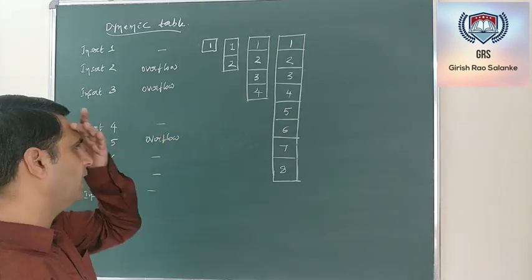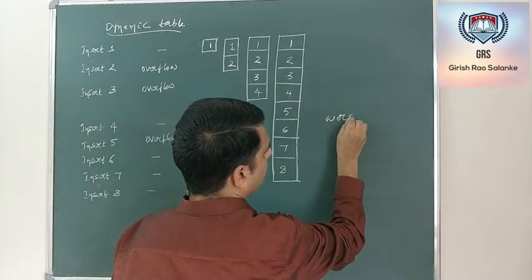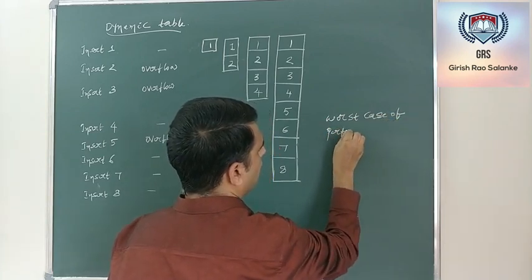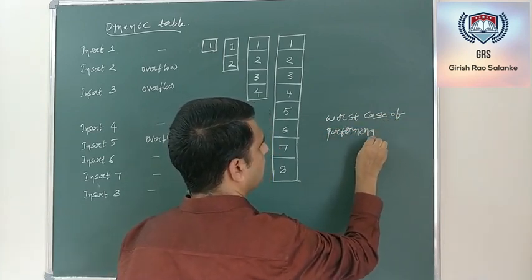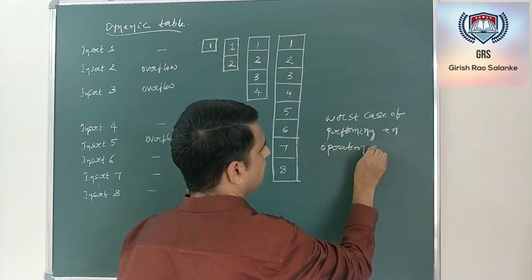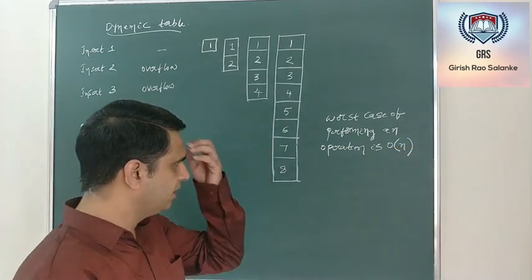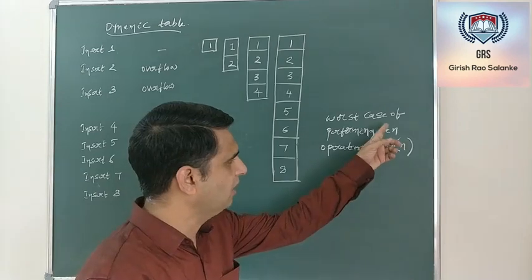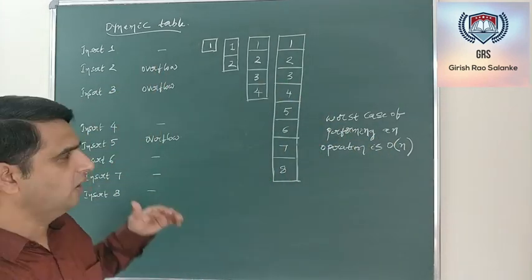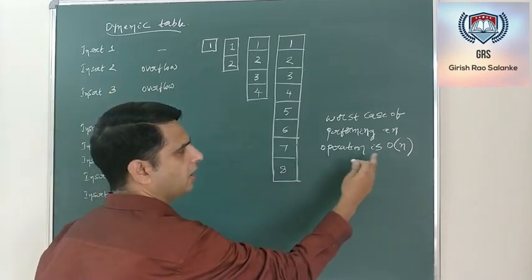Now, if you do a general analysis of this particular example, it looks like the worst case of performing an operation, that is the insertion operation, is order of n. In the worst case, I take order of n time. But this order of n is not in all the cases. It is not in all the insertion operations. Only in a few operations do I take order of n time.